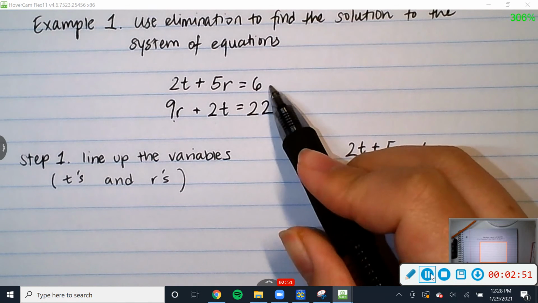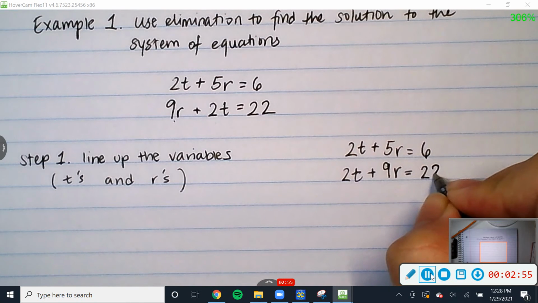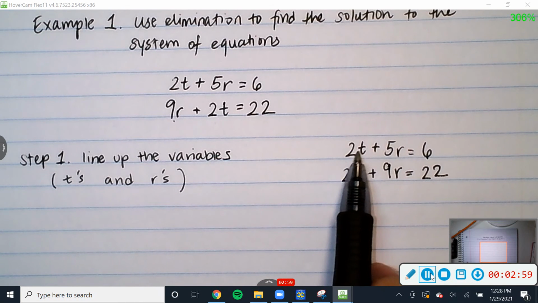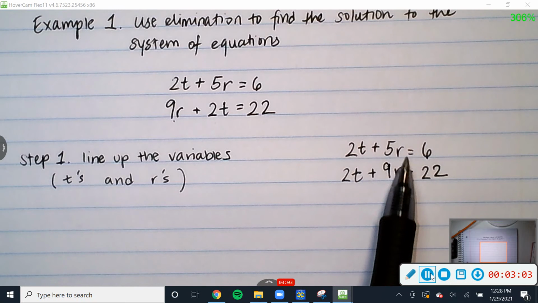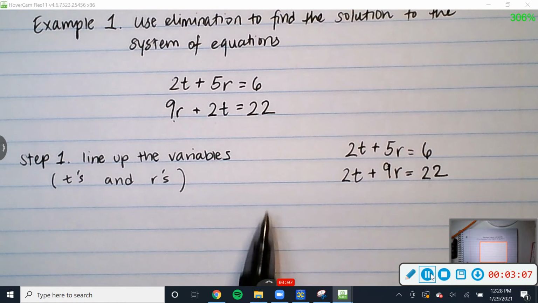The 22 is already lined up with the number, so I'm not going to move that one. That one will stay where it's at. So now you can see, after I've done step one, the t's are lined up together and the r's are lined up together and the numbers are lined up together. Once you have lined everything up, then you can move on to the second step.